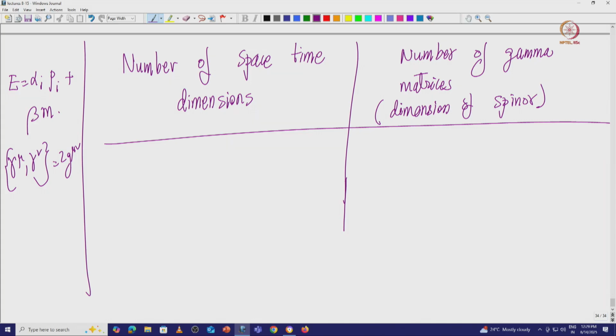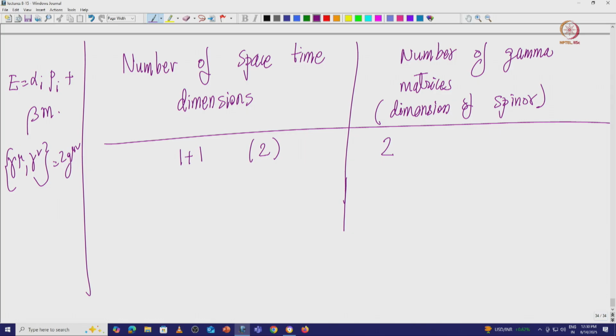Suppose I am in 1 plus 1 dimensions of space time. That means there is no x and y direction there, so it is a 2 dimensional space. The gamma matrices I have are only 2, which are essentially the sigma matrices.